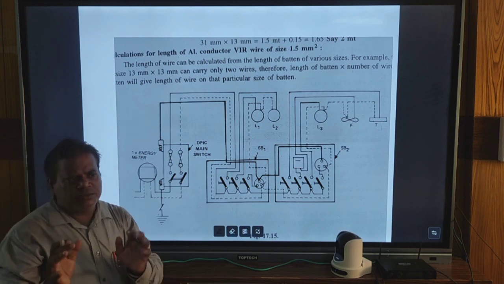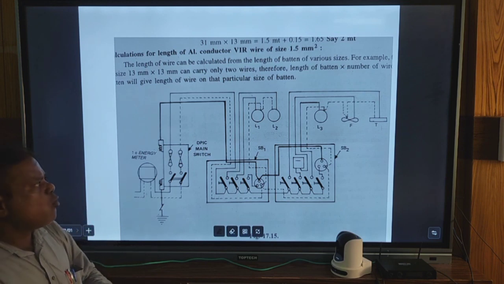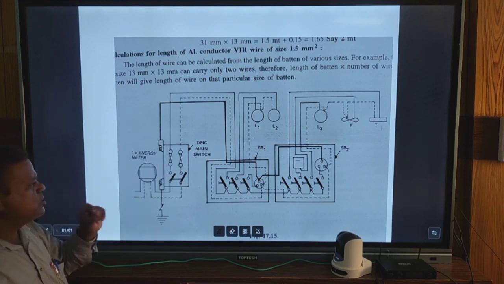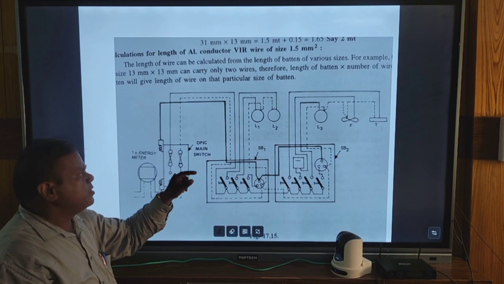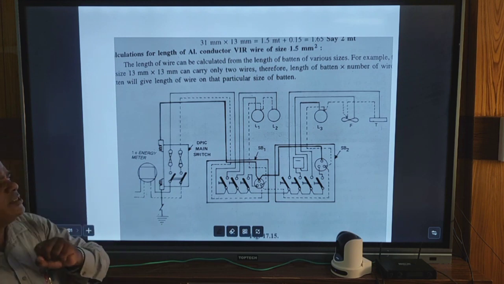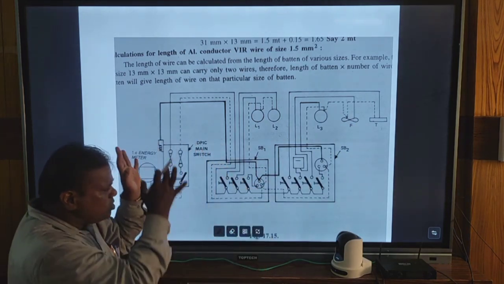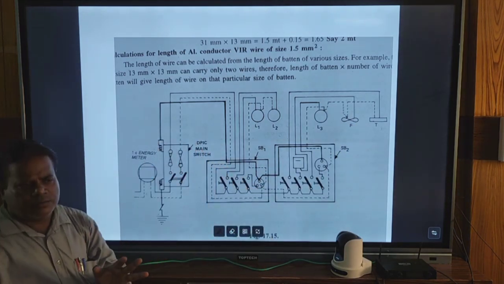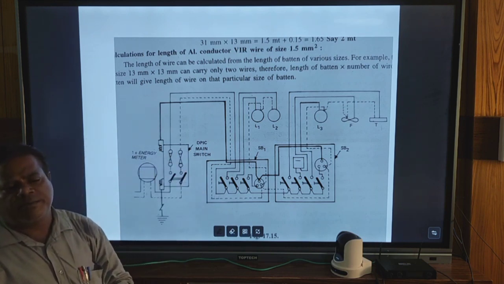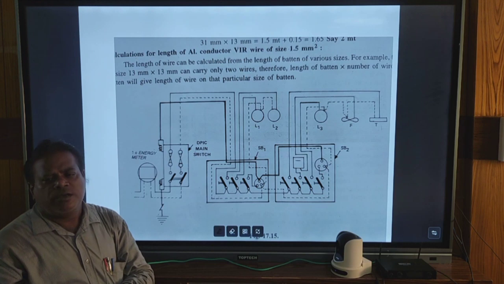After that, the last step is the preparation of the material table. Material table means what types of materials are used, like the energy meter, the DPIC switch, the switches, the conduit pipe, the lights, the number of lights and of which wattage, the fan of which type, and the tube light of what type. All these things are included in the list, and that is called a material table.